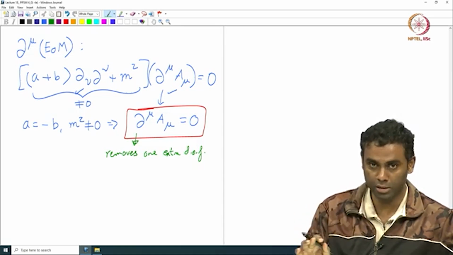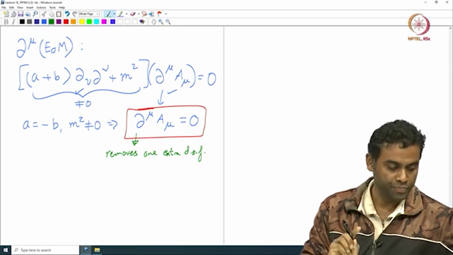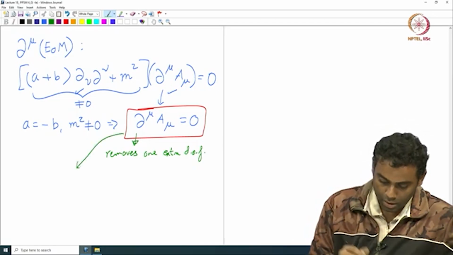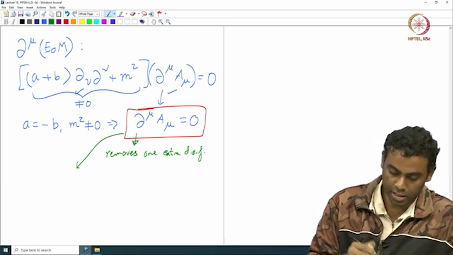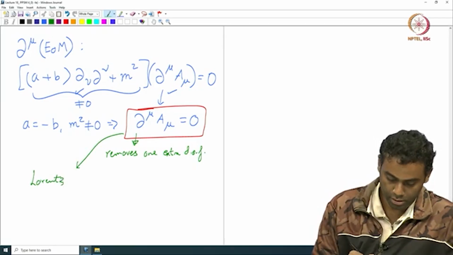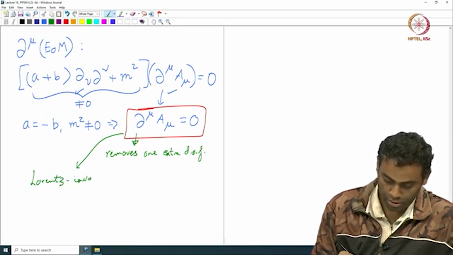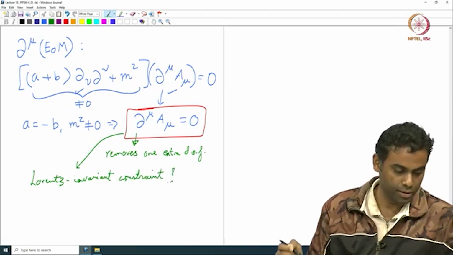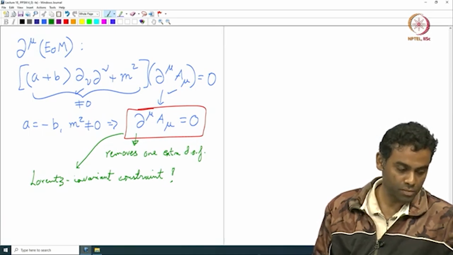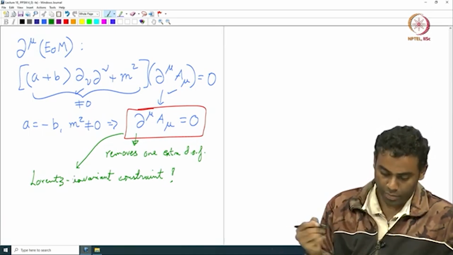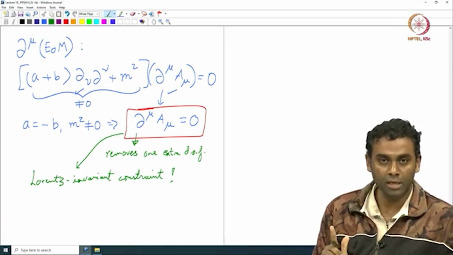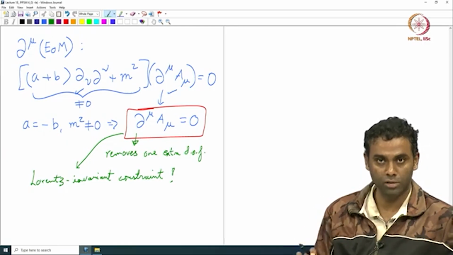Okay, that is not all though, alright, because not only have I removed this extra degree of freedom by doing this magic, right, I have also done it in a way that makes this constraint itself Lorentz invariant, and that is important. This is a Lorentz invariant constraint. Okay. So why is that important? Because I have removed exactly the representation of the Lorentz group that I did not want to begin with.